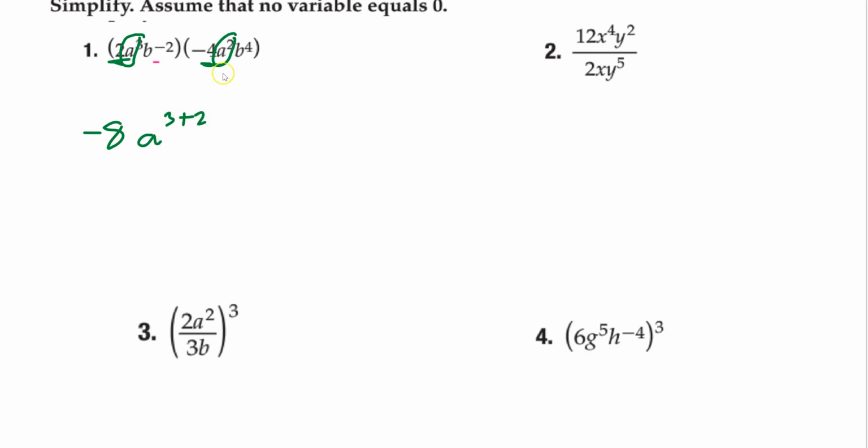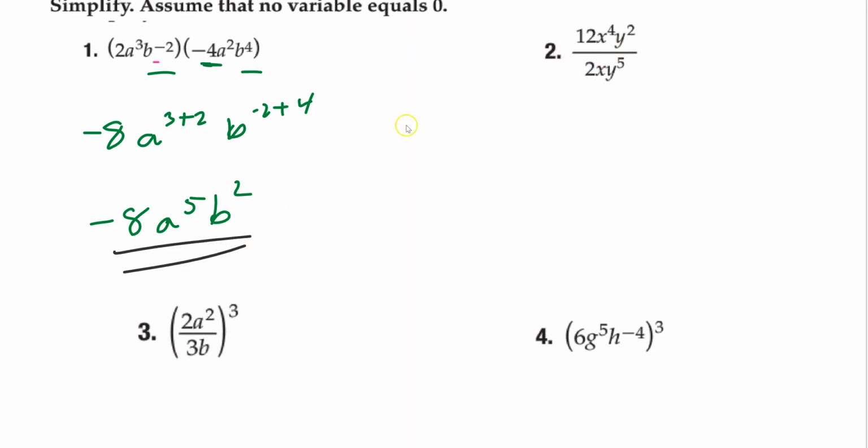You don't have to do all the work though. And then do the b's: b to the negative 2 plus the 4. So again, negative 8 a to the 5th b squared. Again, for short, just count how many of those things you have. 2 times 4 is negative 8. I have 3 a's plus another 2, I have 5 a's total. I have negative 2 plus 4 is 2.